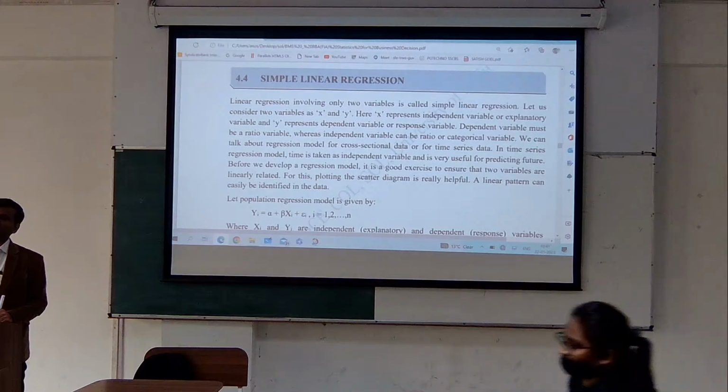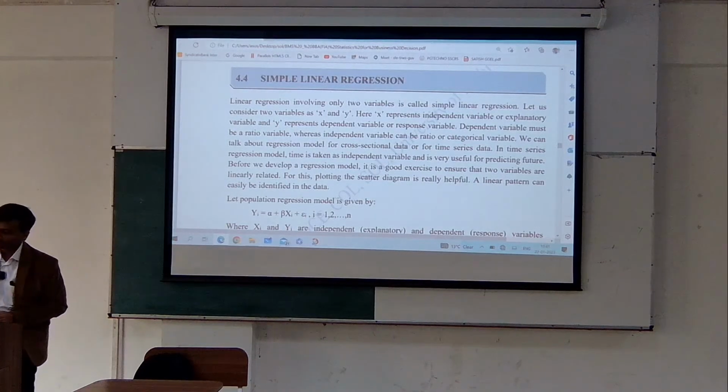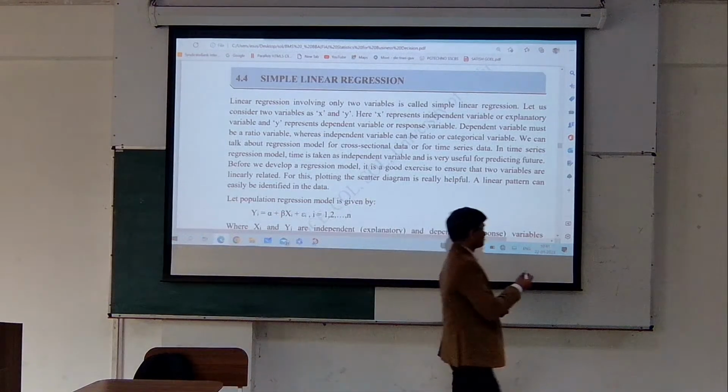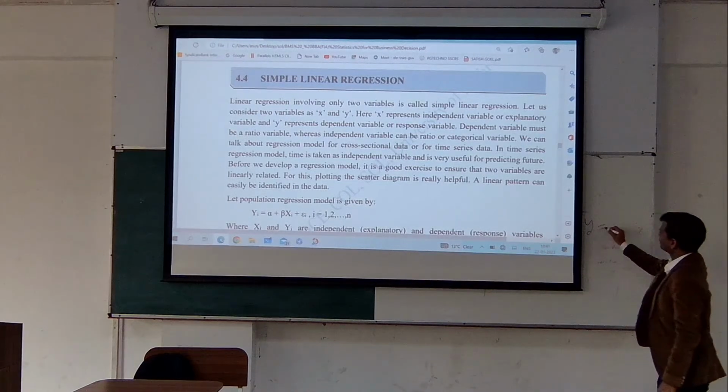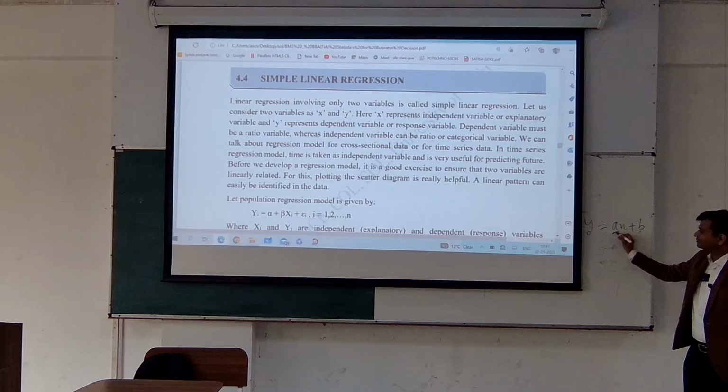So correlation just gives you the linear relationship between the two variables, okay, through covariance or through the correlation coefficient. But regression gives you the mathematical form. It gives you the formula. It gives you the relationship in mathematical form between the two variables. That means you can find the relationship between two variables this way: y equal to ax plus b. So now you can find this a and b.